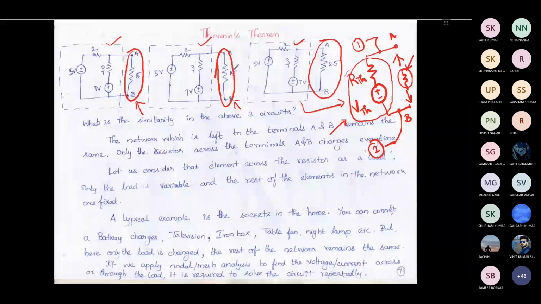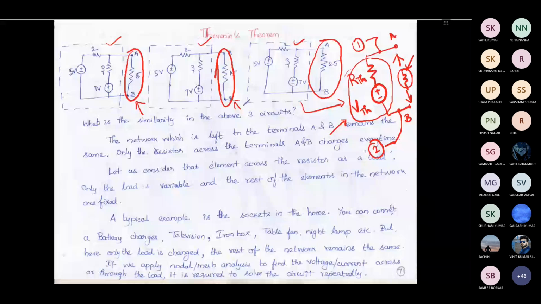But when you are going for a large size of circuits, I mean, a large number of nodes and a large number of meshes, and almost all of the circuit elements are constant and only the load is going to change, then it is better to go for Thevenin theorem or Norton theorem. Okay, so let us proceed.